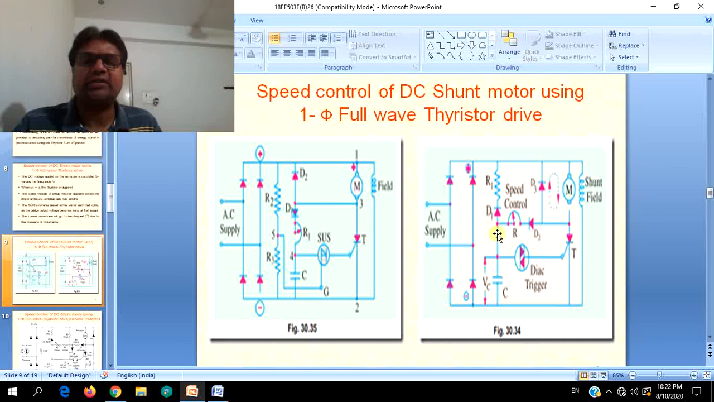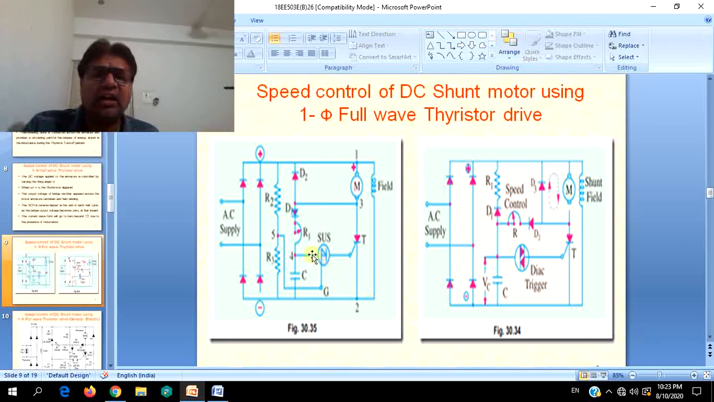Two similar circuits are shown for the speed control of a DC shunt motor using a single phase full wave thyristor drive. In these circuits, the bridge rectifier is made up of diodes in both. For the single phase supply, the shunt field is directly connected across the bridge, so it will get its full rated voltage. The armature is connected in series with the SCR across the same supply, so the same control which we have discussed up to this moment will come into the picture.